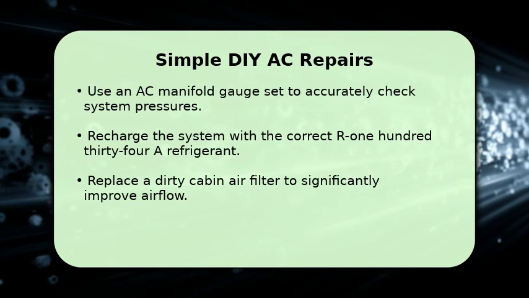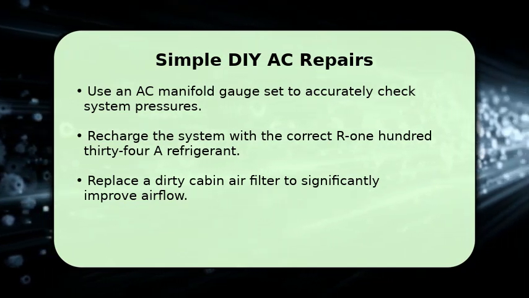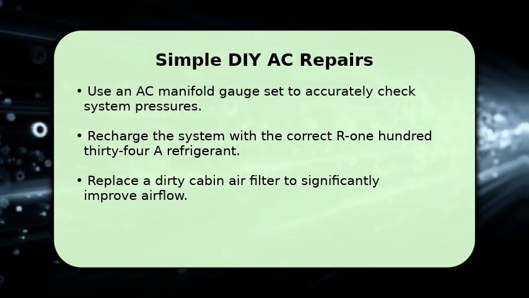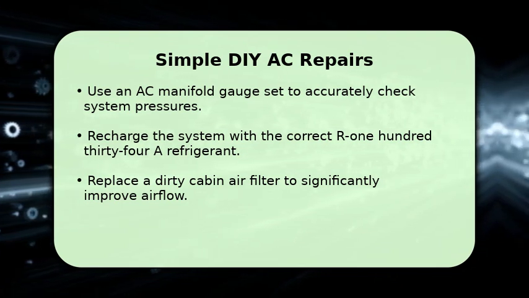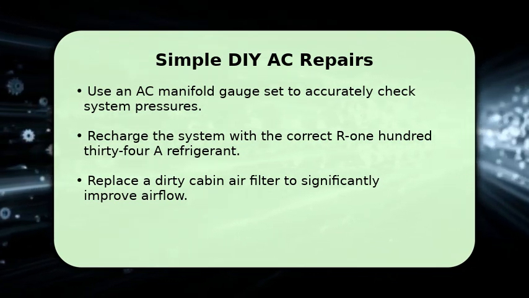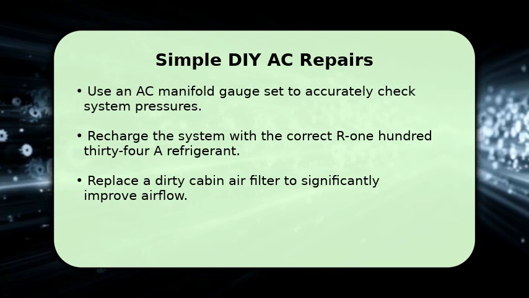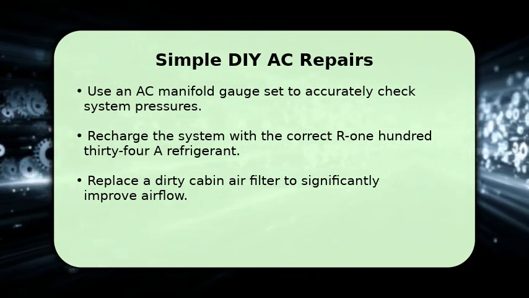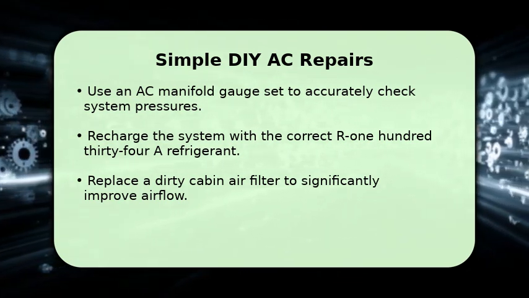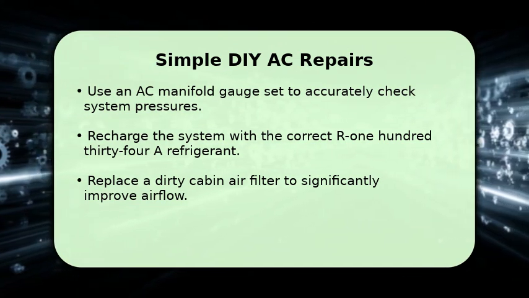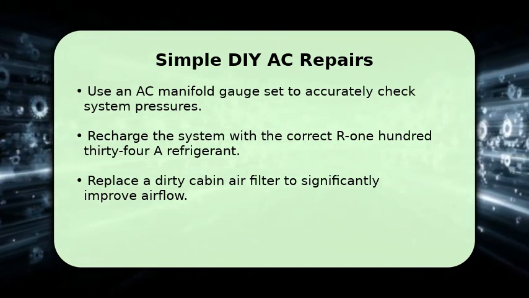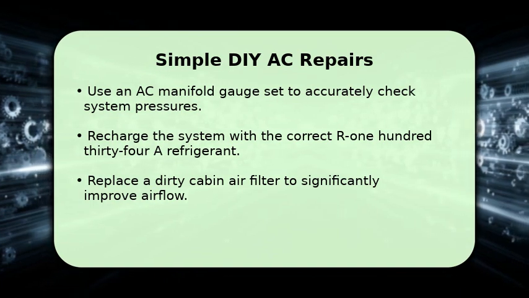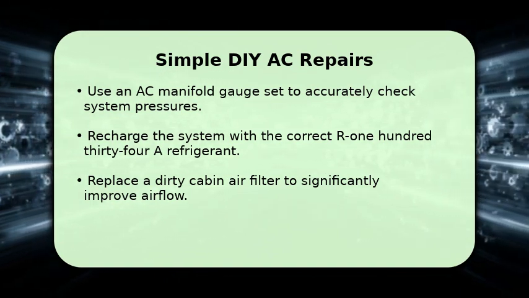For some issues, you can perform simple do-it-yourself repairs. You can use an AC manifold gauge set to check your system's high and low pressures. If levels are low, carefully recharge the system with the correct R134a refrigerant. Replacing a clogged cabin air filter is also an easy fix that can dramatically improve your AC's performance and airflow.